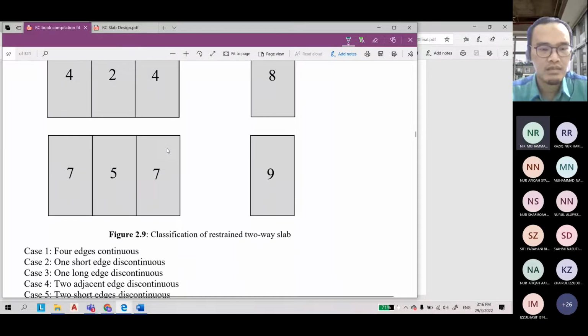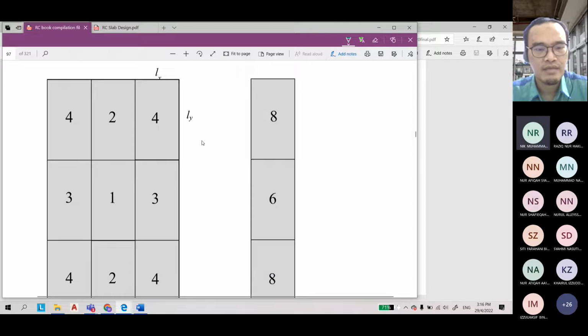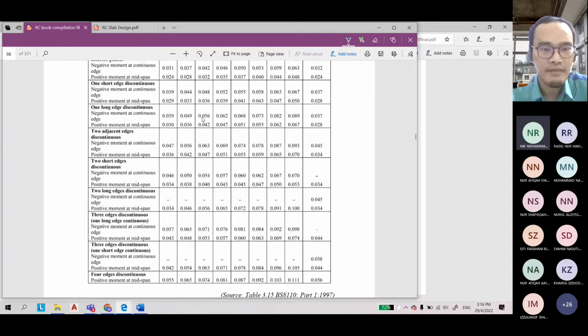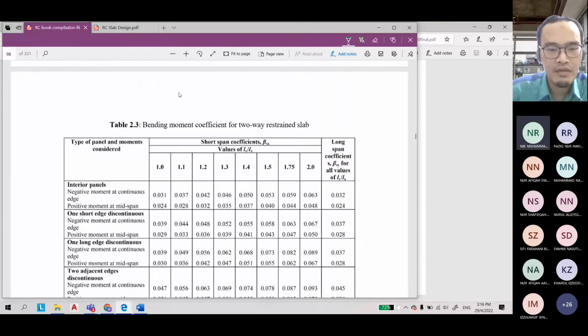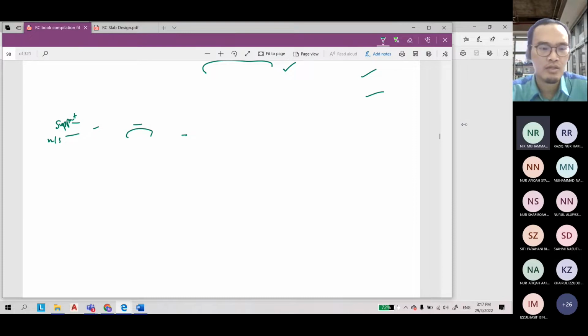Let's say this is the condition. I will teach you later how to choose. We have a total of 9 cases. This one is too simple, I will show you the real situation. We have the coefficient for the short span, beta Sx, and the coefficient for the long span, beta Sy. At the top is the negative moment at the continuous edge, which means the moment at the support. And then this is the positive moment at mid-span, and you use this equation. This one is for mid-span.